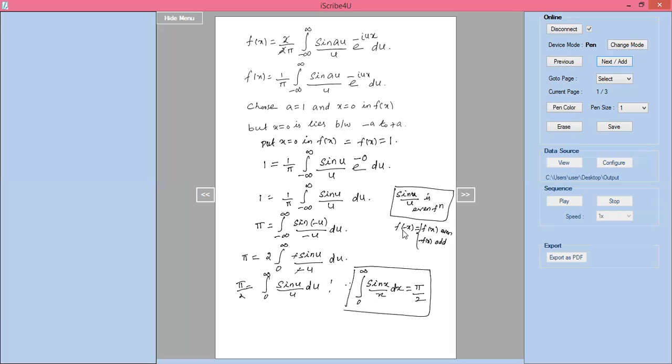Any doubts? Here, f of minus x equal to f of x means even function, and minus f of x means odd function. How do you check even or odd? Whenever the limits are symmetric, minus infinity to plus infinity or minus 1 to plus 1, you replace x by minus x. If you get the same function, it is even. If you get the negative of that function, it is odd. If you get neither, then it is neither even nor odd. Right? Any doubts in this problem? You can ask. Right. Next question we will solve.